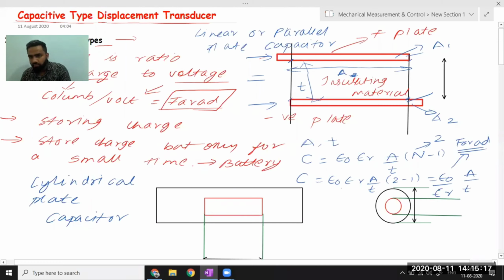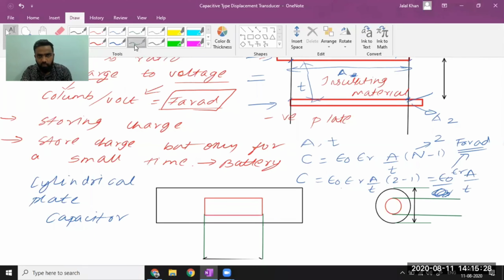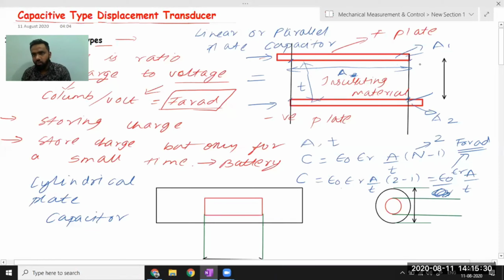Sorry, epsilon naught epsilon r. Now what do you mean by this epsilon naught and epsilon r? I don't have that much space, but I'll still try to write. Epsilon naught and epsilon r are constants. Epsilon naught is called the permittivity or constant of free space. You can say it is a constant, or you can even say permittivity of free space.